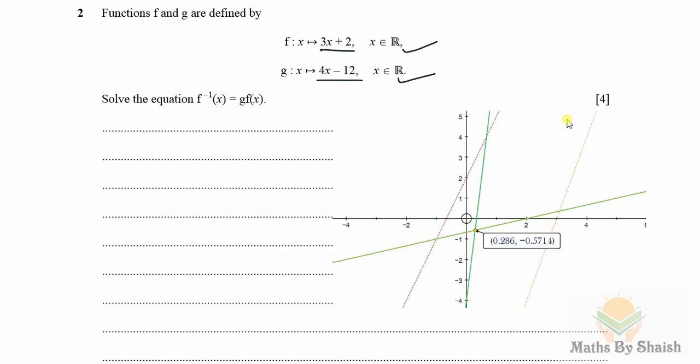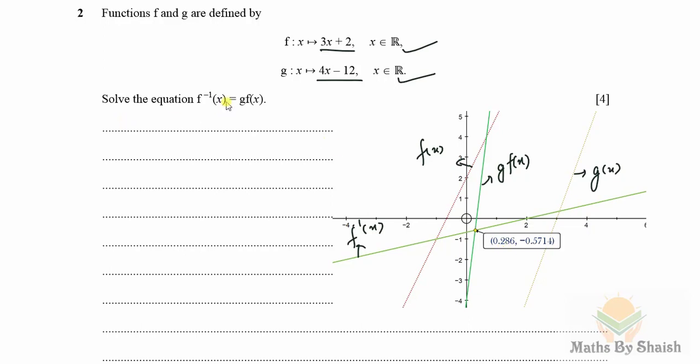Here we can see this is the line f(x), this is the line g(x), this is going to be f inverse of x, which we are going to find, and this is the composite function gf(x). So these are all the graphs, and if you are equating, when solving, it means we are finding this intersection value, and this is going to be 0.286, which we will find right now.